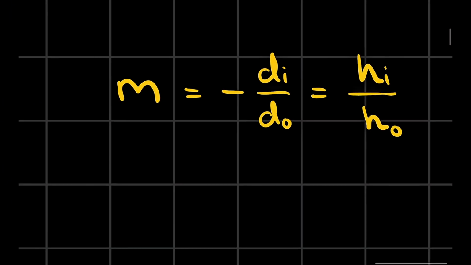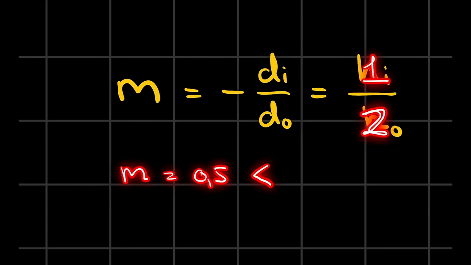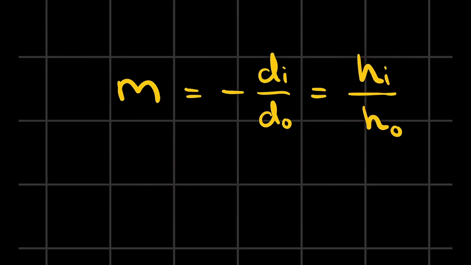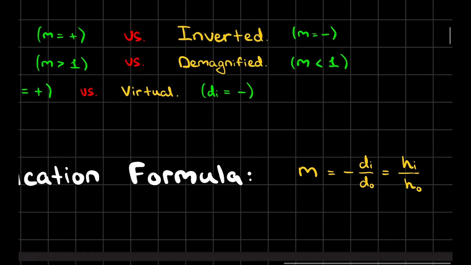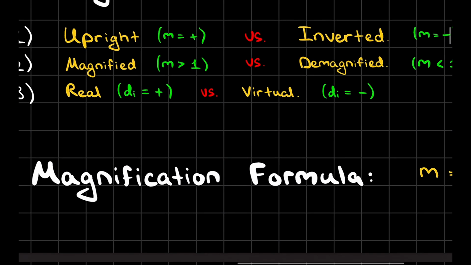Because if the image is shorter, for example, if it was 1 centimeter and the object was 2 centimeters, then definitely our magnification would be just 0.5, which is less than 1. And that's pretty good because it definitely tells us that our object has just been demagnified. Okay, so let's go back to this one.